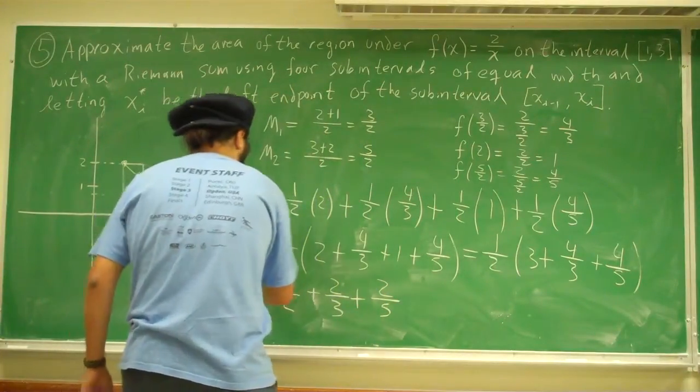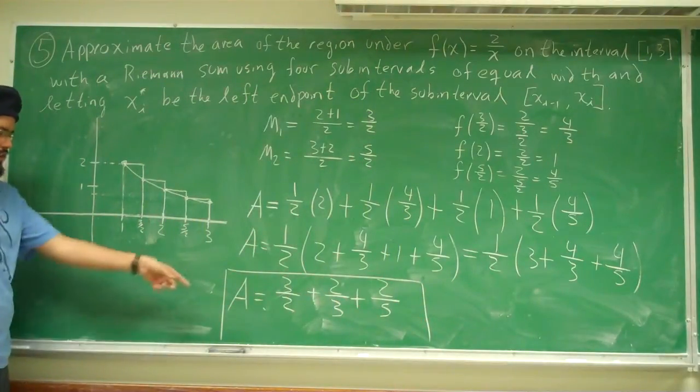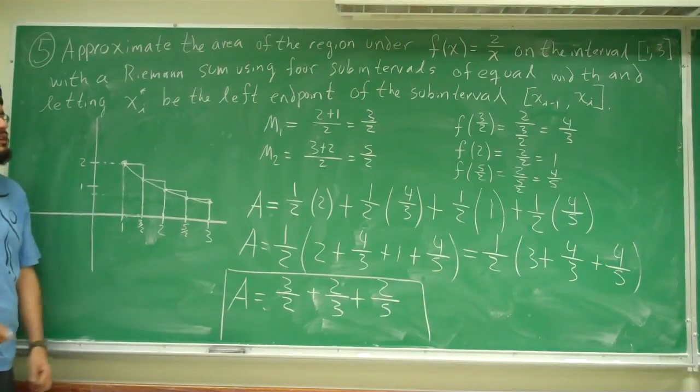So that is the area that they want. And they just want it like that in the answers. So the area is 3/2 plus 2/3 plus 2/5. Okay?